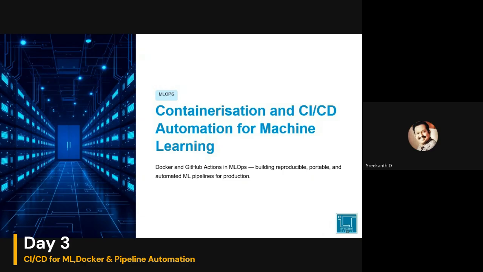Another important scenario we'll have to discuss at this point in time is containerization and CI/CD automation for machine learning. What is it all about? Containerization, right? We say automation without a consistent environment is incomplete. This is why we need containerization. What is a consistent environment? Consistent environment means, say, what is a container? So we should know first what a container is.